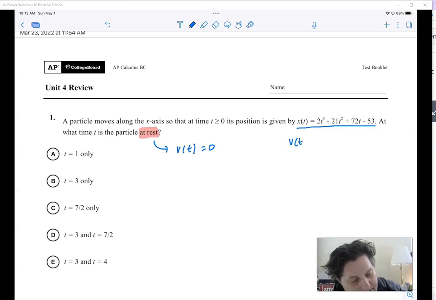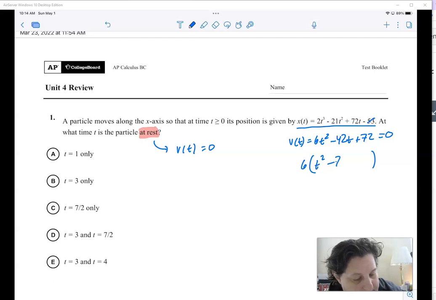So I know that the velocity is the derivative of the position. If I take the derivative of this, 6t squared minus 42t plus 72, that goes away, equals 0, and I need to solve that. I'm going to factor out a 6. Really hope these all divide by 6.